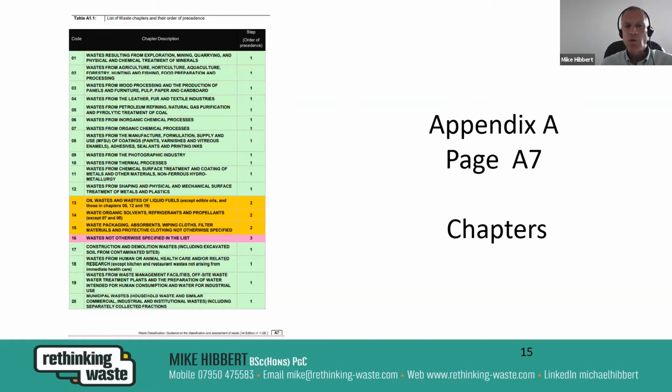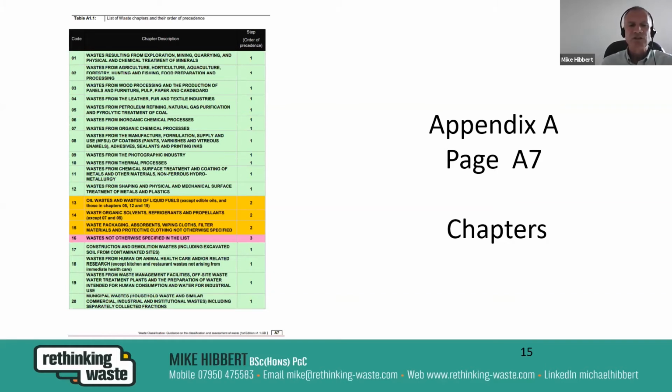Chapters 1 to 12 relate to industries where waste might have been generated. So I appreciate it might be a little bit difficult to see the slide, but for chapter 08, waste from manufacture, formulation, supply and use of coatings, paints, varnishes, vitreous enamel, sealants and printing inks.